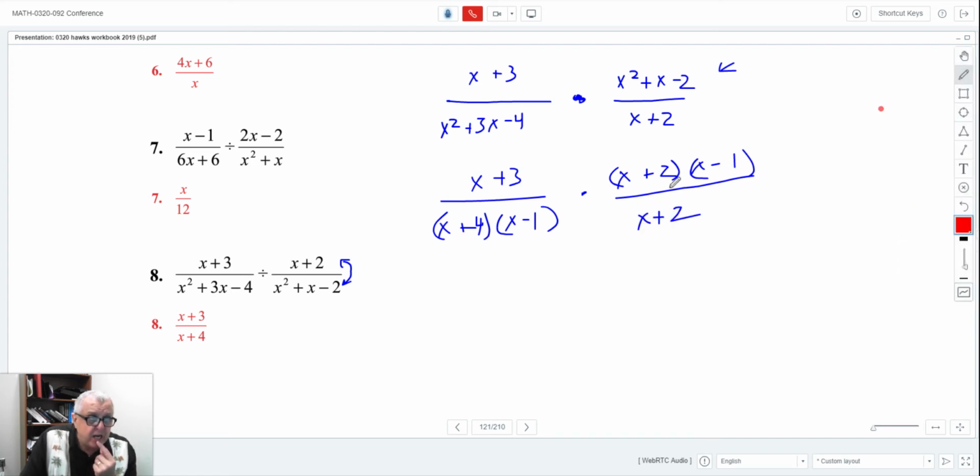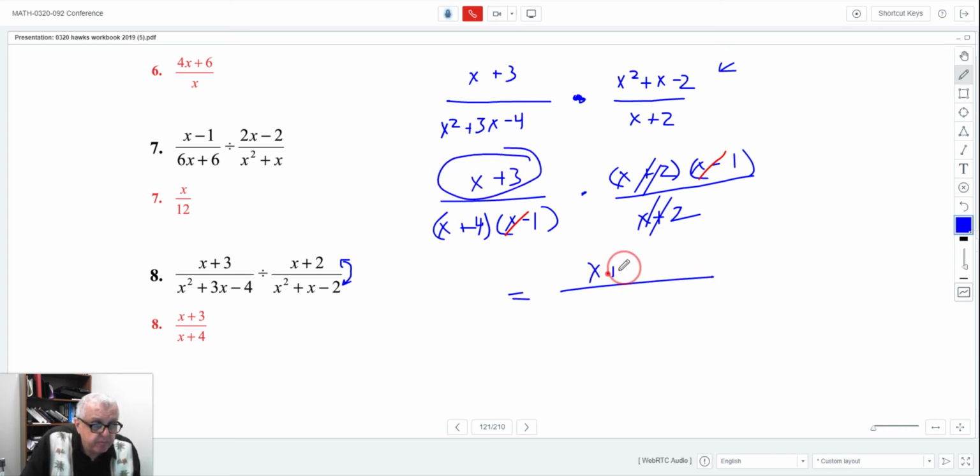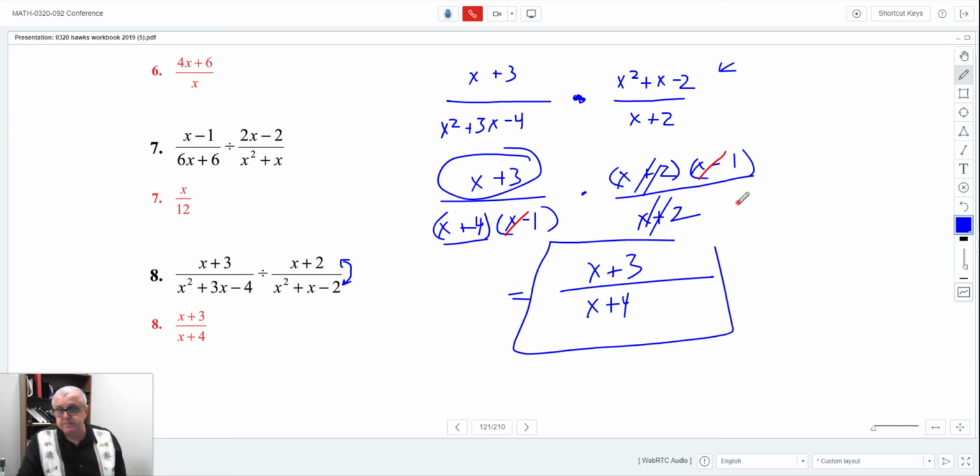Now look at any top with any bottom. I have an x minus 1 with an x minus 1. One top and one bottom. You can only do this when they're multiplying. That's why we had to flip it when it was divide. I also have an x plus 2 that cancels the x plus 2. So my answer is whatever's left over. An x plus 3 on top, and an x plus 4 on the bottom. There's my answer.